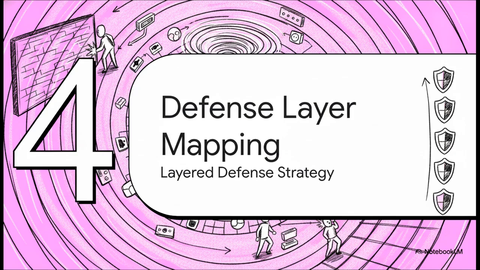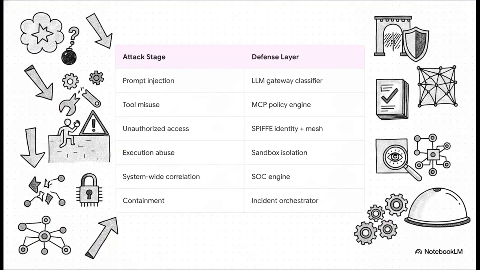Let's zoom out a bit now and look at the overall layered defense strategy. And this brilliantly illustrates exactly how that defense in depth works in practice. Every single attack stage maps perfectly to a specific, isolated defense layer. If prompt injection somehow gets past the LLM gateway classifier, the resulting tool misuse is immediately caught by the MCP policy engine. If they attempt unauthorized access, the SPIFFE identity and mesh shut them down. Execution abuse, trapped by sandbox isolation, and the whole shebang is correlated system-wide by the SOC engine and contained by the incident orchestrator. It's a gauntlet.